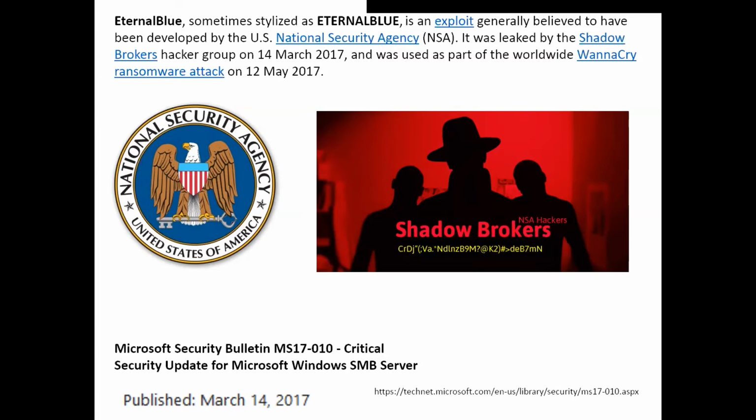But we need to remember something: once the Shadow Brokers published the vulnerability on the internet, which happened in March 2017, on the same day Microsoft, the vendor, since this vulnerability exists in Windows, released a hotfix so people can protect themselves from this vulnerability and fix it.